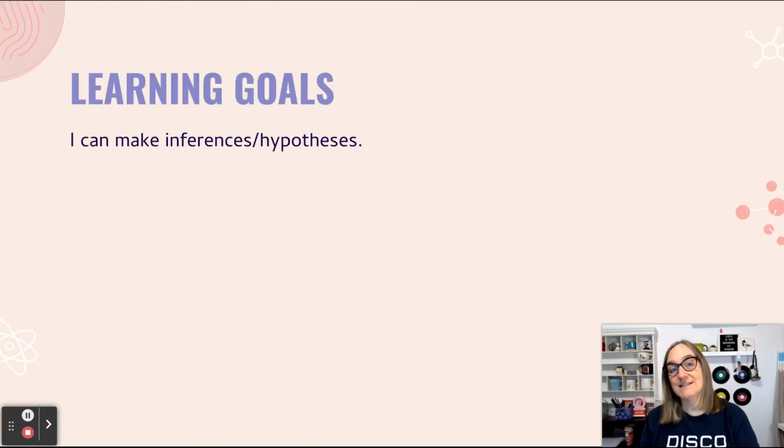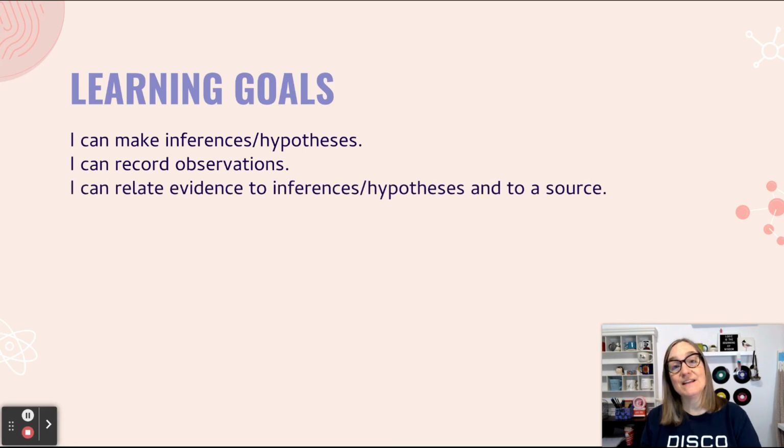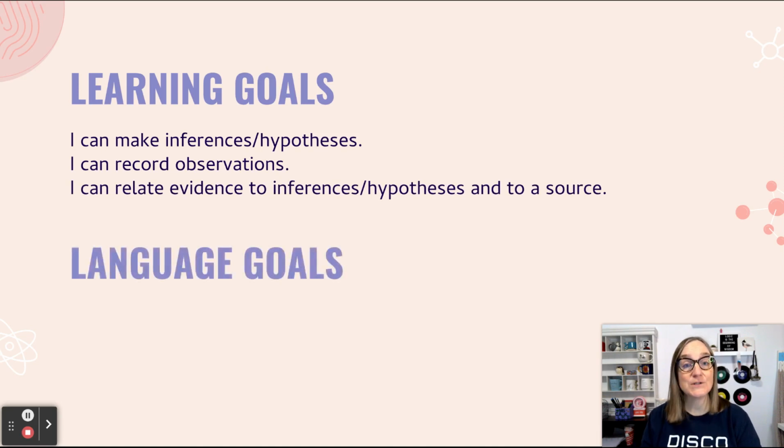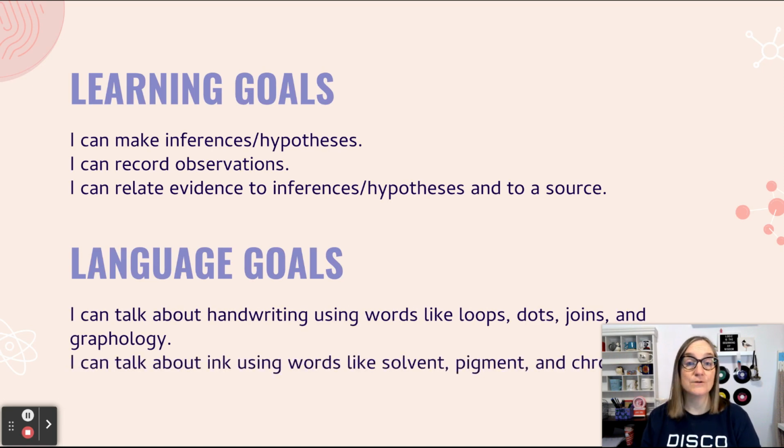Our learning goals for this lesson are: I can make inferences or hypotheses, I can record observations, and I can relate evidence to inferences or hypotheses and to a source. And our language goals are: I can talk about handwriting using words like loops, dots, joins, and graphology. And I can talk about ink using words like solvent, pigment, and chromatography.